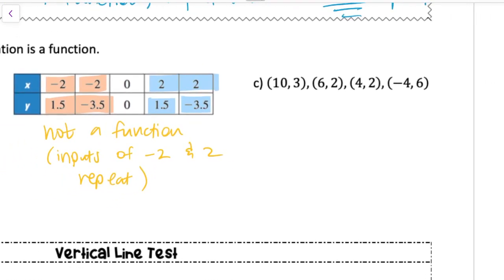And then we've got example C. We've got a whole bunch of ordered pairs, and we would look at our x coordinates. We've got 10, 6, 4, and -4. None of those repeat. Again, we kind of notice that the y coordinate 2 repeats, but we really do not care. Because our x coordinates do not repeat, our inputs do not repeat, yes, it is a function.